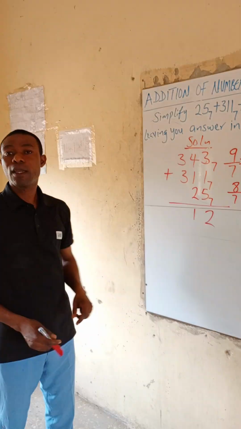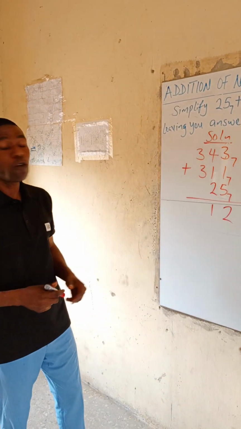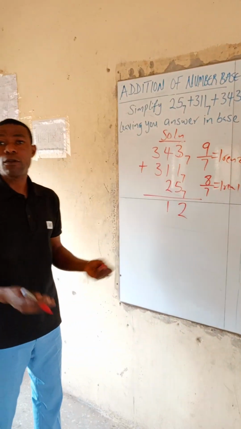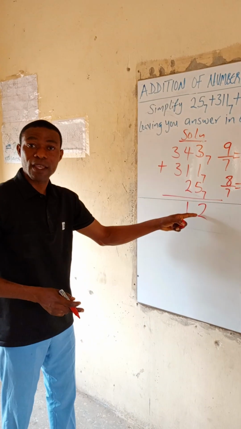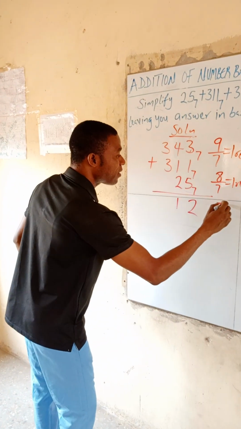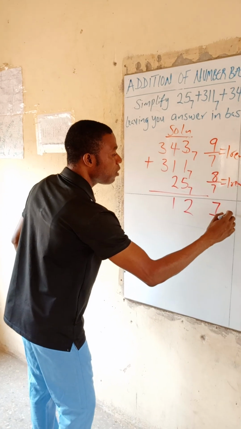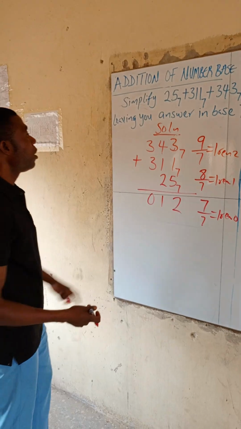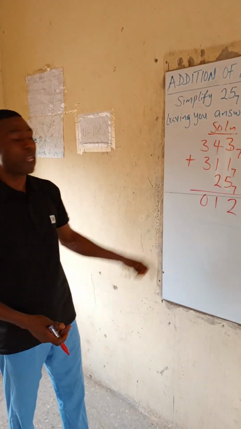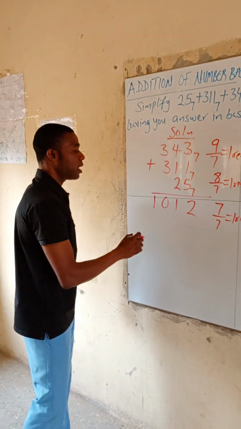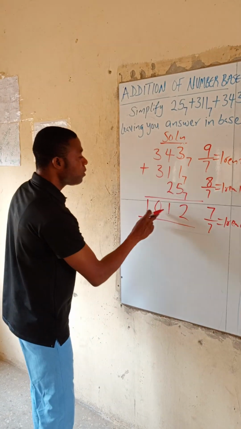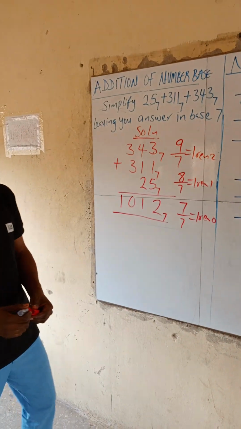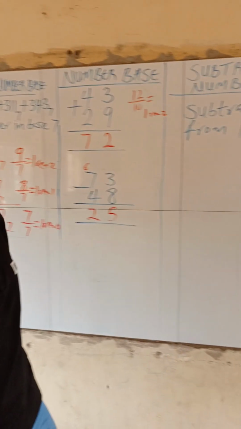Then 3 plus 3 gives us 6. 6 plus the 1 you kept gives us 7. So are we going to write 7? No, because it's up to the base. So what we are going to do is to divide 7 by 7, giving us 1 remainder 0. So we write 0, keep 1. Since we are not adding anything again, we can now write that remainder here. So it will now give us 1012 base 7. So now, let's move to subtraction of number base.